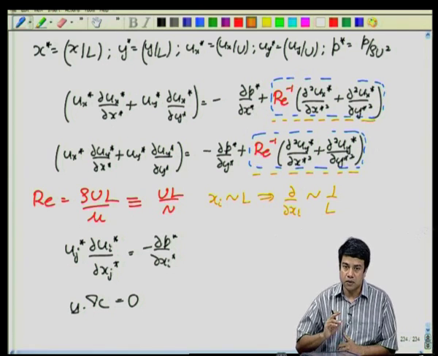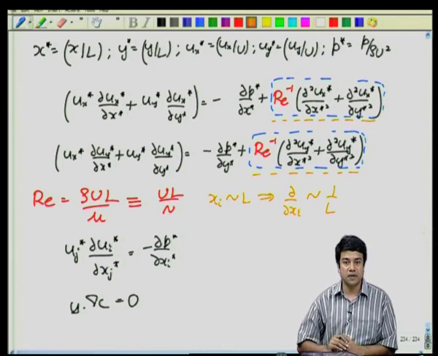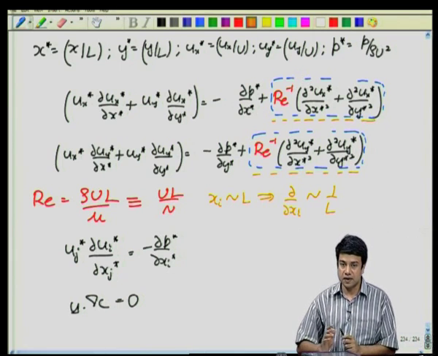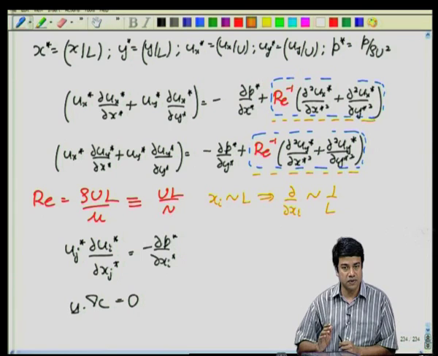However, that does not satisfy the boundary conditions. The velocity has to come to 0. What is the answer to this paradox? The answer is that if the velocity variation takes place over a length scale which is much smaller than L, then the gradients are much larger than 1 over L.